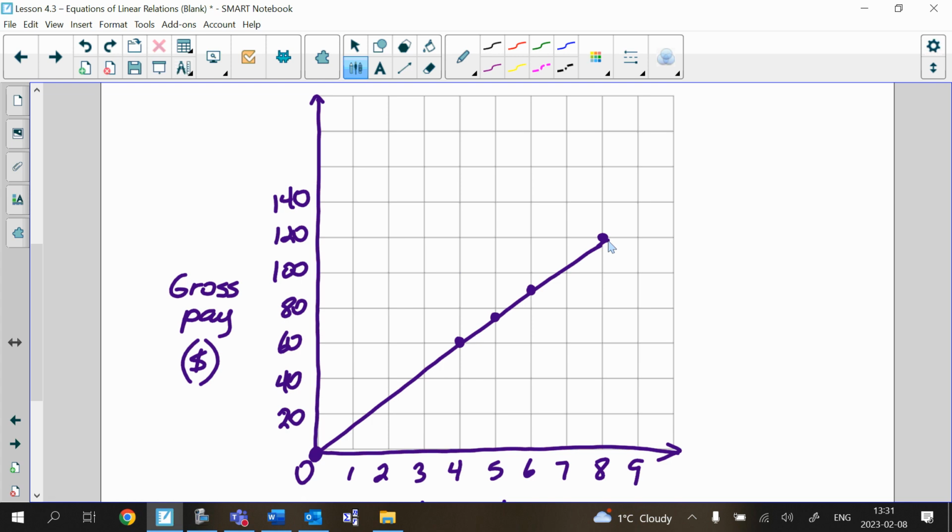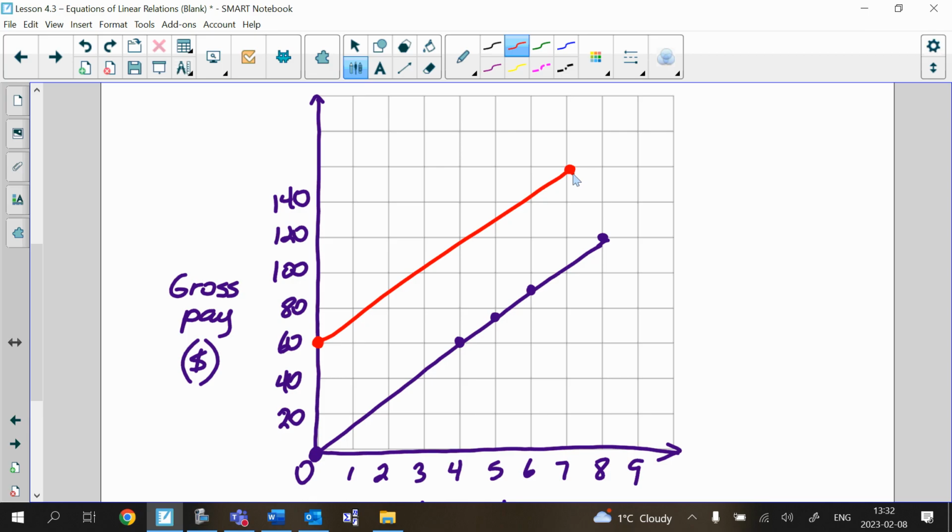Notice this one goes through the point 0, 0. Sometimes they don't. Sometimes they may start up here, like maybe she gets a bonus of $60. And then she gets paid 15 bucks an hour. So then it would look something like this. Still linear, but it just doesn't start at 0, 0. If it goes through 0, 0, we call it direct variation. As one goes up, the other goes up by a corresponding amount. If it doesn't go through 0, 0, but it's still linear, we call it partial variation. And we're going to talk about those 2 in a second.